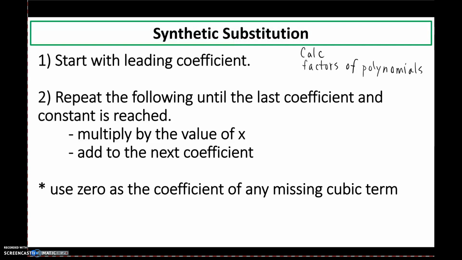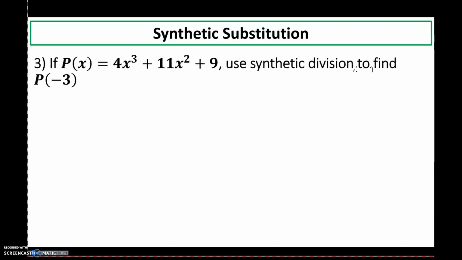So synthetic substitution is a quick method to be able to see if we can find a factor of a given polynomial. Okay, so here's my polynomial. This is a cubic trinomial, so our methods of factoring will not work for this. So use synthetic division to find p of -3. Okay, now this says synthetic division. I'm going to do substitution in the video.